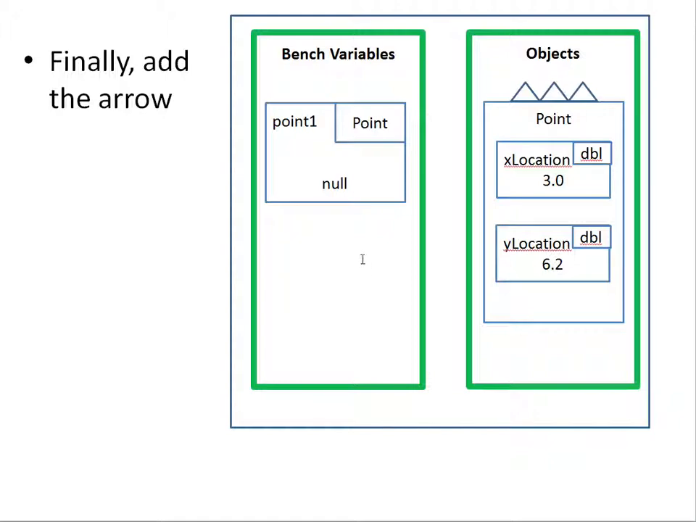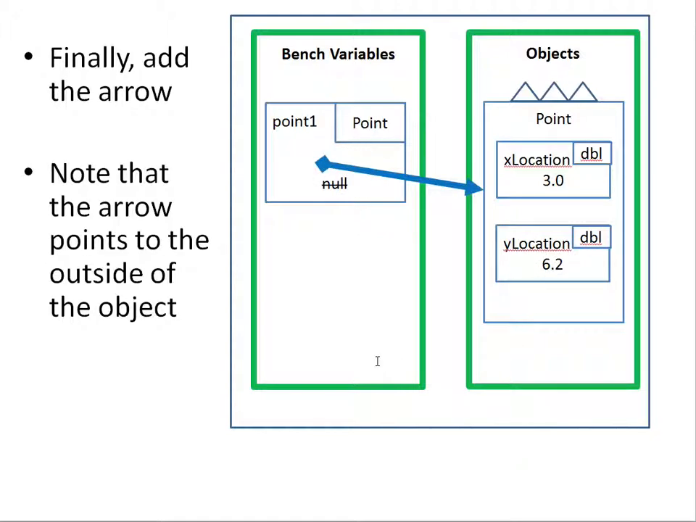And then the last step is to point this variable box at this object. So we're going to add the arrow, we cross out the null, and note that this arrow is pointing at the outside of the object, right? It would be kind of weird if I pointed it at 3.0 or if I pointed at the 6.2. Point 1 refers to this entire object here. So that's it. Congratulations, you've done it.